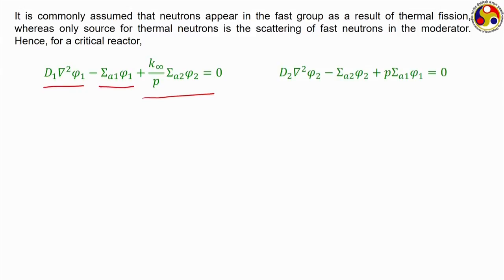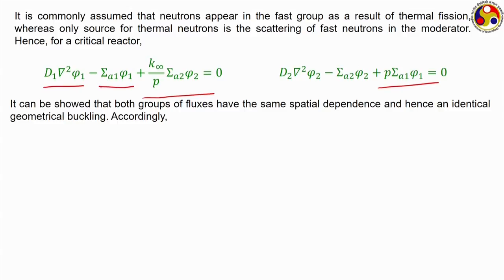Similarly, for the second group, this is the equation where along with the leakage and absorption term, we have this term, which represents the source of neutrons, which are the neutrons passing through the resonance absorption zone, and hence p is the resonance escape probability. So, sigma A 1 multiplied by this p is the amount of neutrons that are able to thermalize and hence be part of this thermal neutron group.